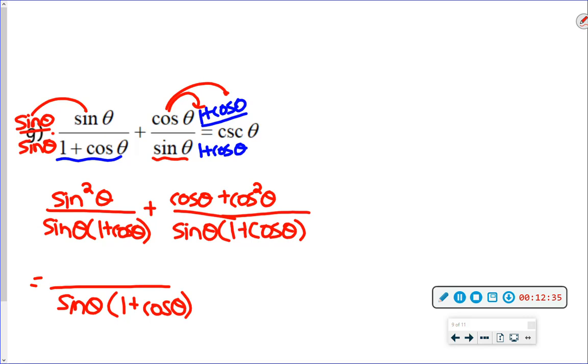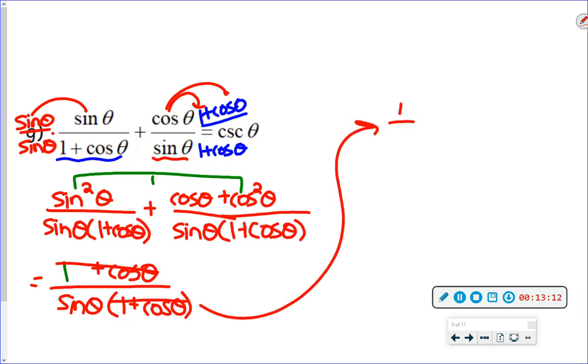Now, numerator. I'm looking for like terms to add. Sine squared, cos squared, none of those are like terms. But, ding, ding, ding, we have an identity. Sine squared plus cosine squared is right in the Pythagorean identities. That, my friends, remember, is 1. So sine squared plus cosine squared I'm going to put as 1. We still just have a plain boring cosine up here. And I'm like, oh, look at that. We've got a 1 plus cosine and a 1 plus cosine, top and bottom. So those, of course, eliminate. So I'm down to 1 over sine, which, of course, 1 over sine is cosecant.